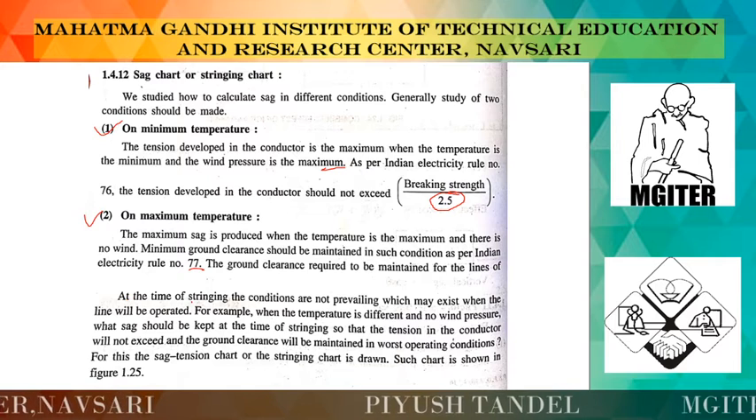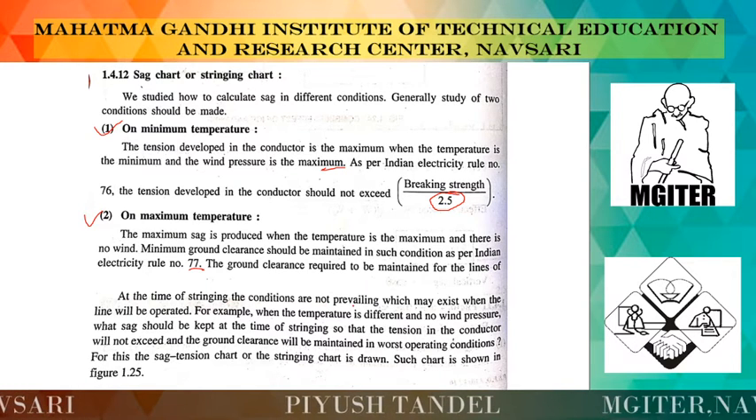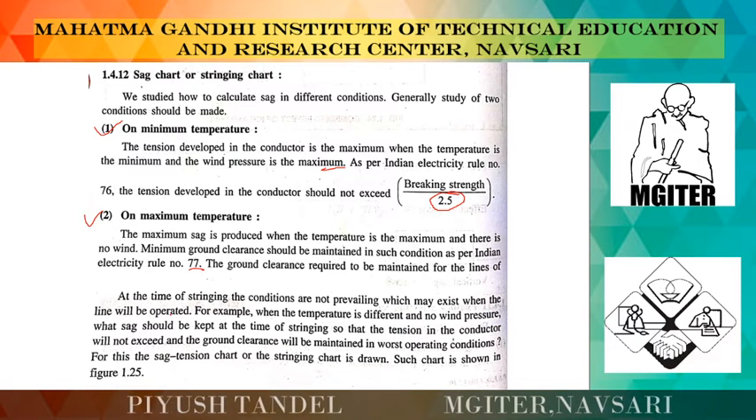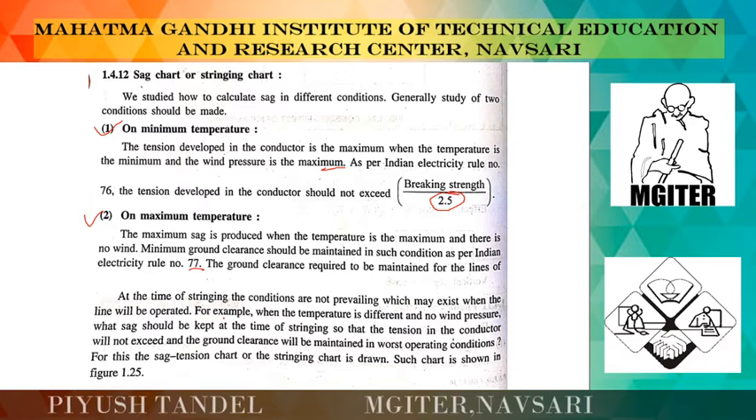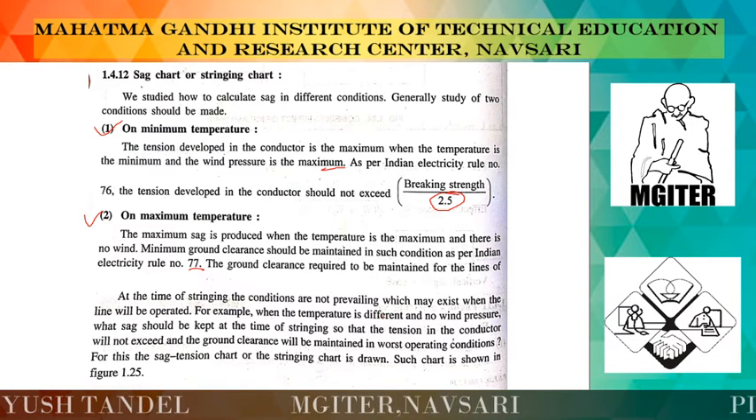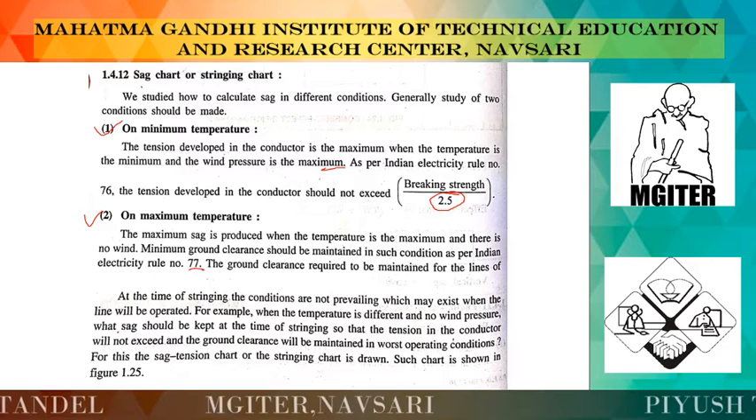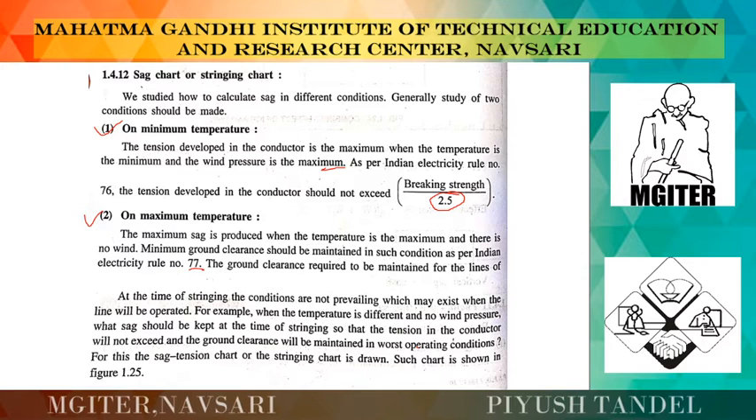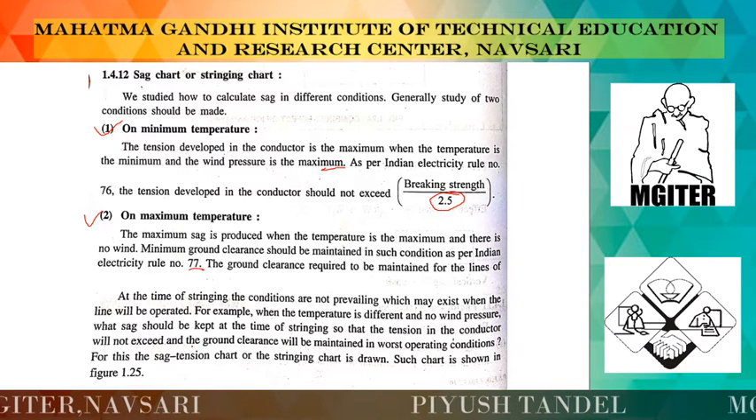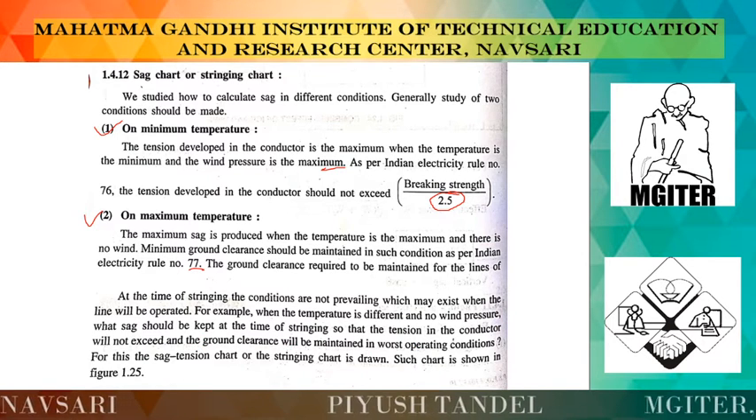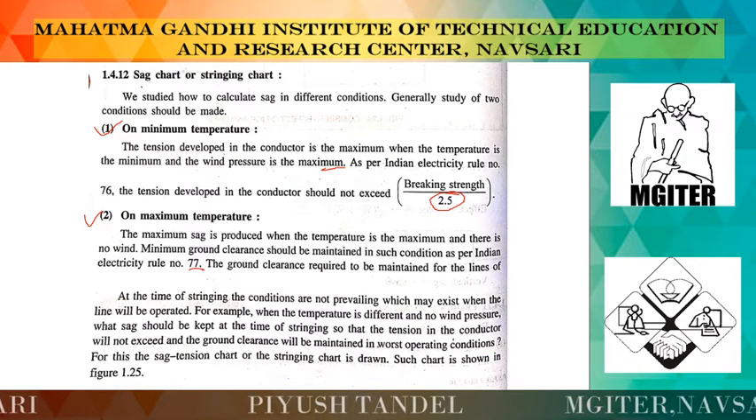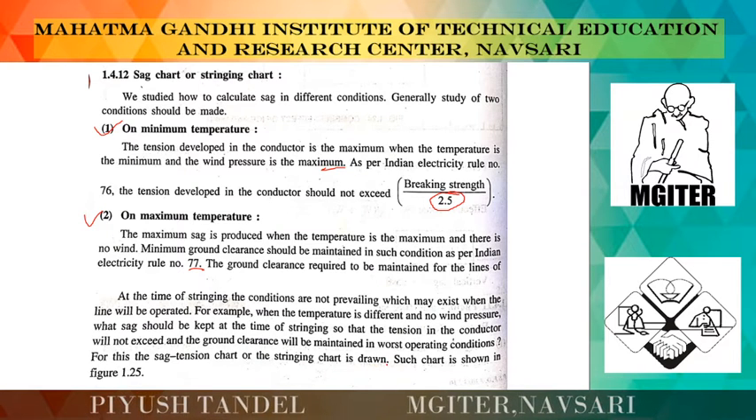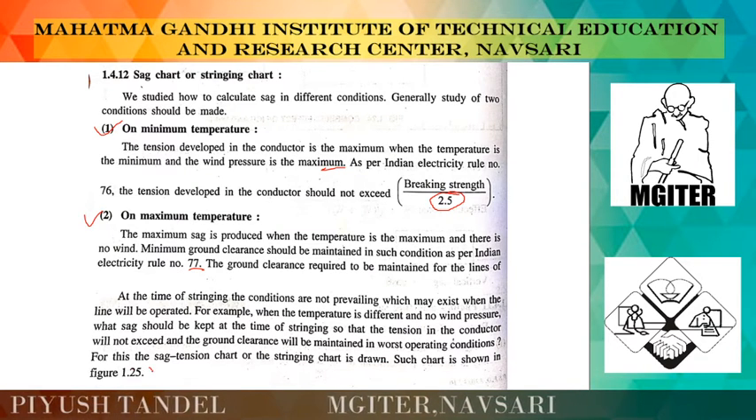At the time of stringing, the conditions are not prevailing which may exist when the line is operated. For example, when the temperature is different and there is no wind pressure, what sag should be kept at the time of stringing so that the tension in the conductor will not exceed its limit and its ground clearance is also maintained in the worst operating conditions? So we need to calculate that, and for this a sag tension chart or stringing chart is drawn. Such a chart is shown in the figure. Let's see the figure also.